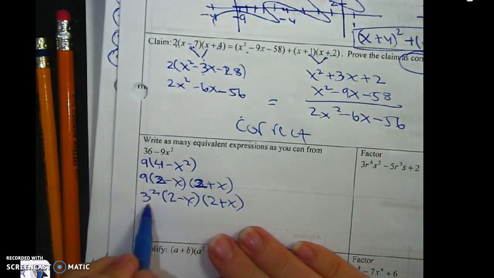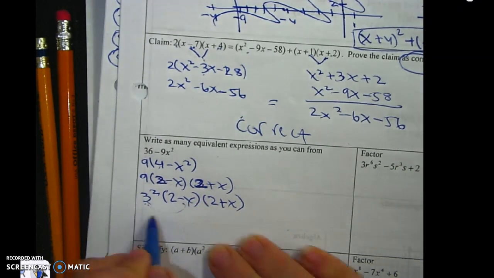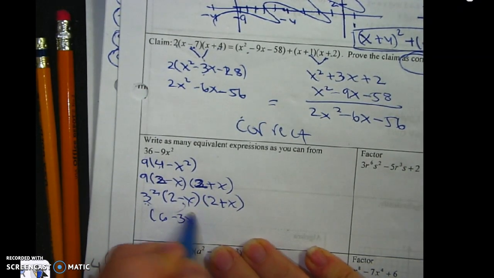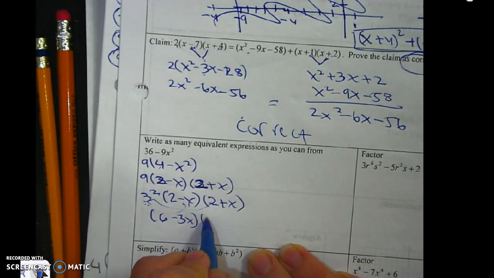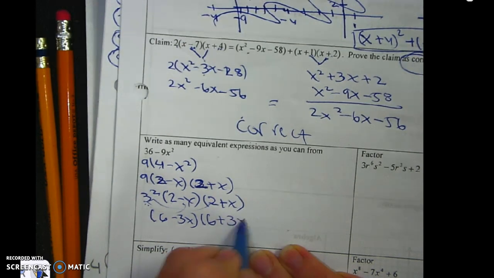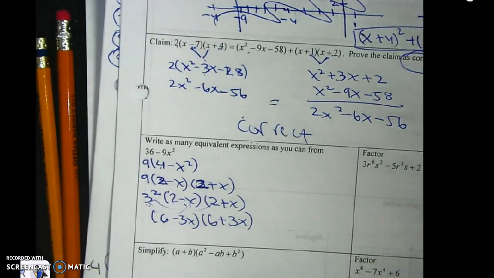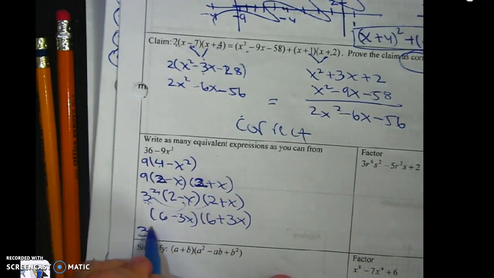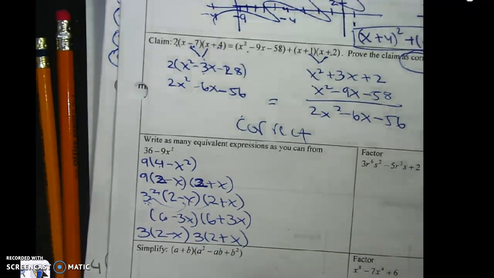What I could do here is, instead of going 3 squared, I could take one of those 3's, distribute it in there, and that would be 6 minus 3x. Then I could take the other 3, because it's 3 squared, and distribute that in there, and that would be 6 plus 3x. That's another way to look at it. Okay. I could write it as 3 times 2 minus x, 3 times 2 plus x.